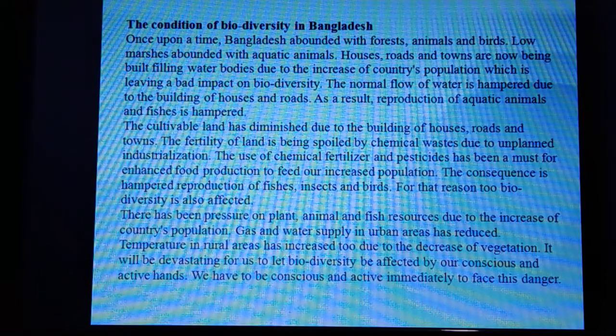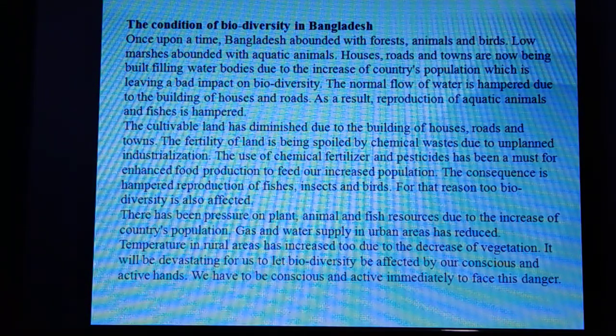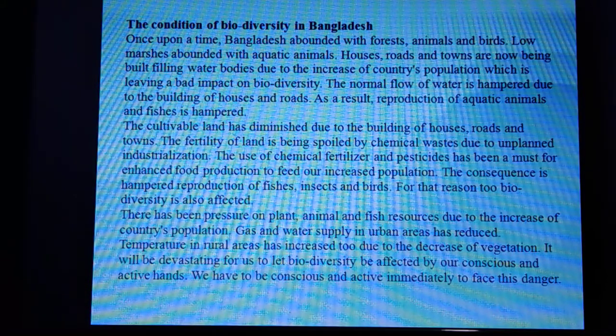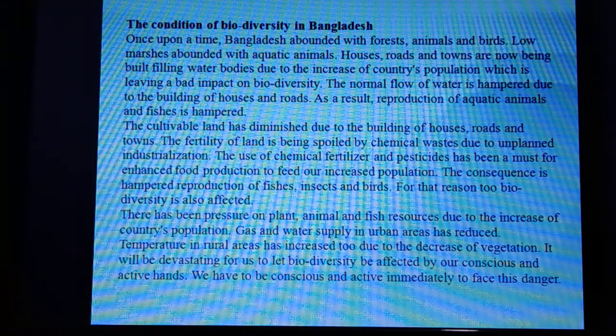It will be devastating for us if we let our biodiversity be affected by our own actions. That is, we are affecting our biodiversity with conscious and active hands. We have to be conscious and active immediately to face the danger to biodiversity. That's why the condition of biodiversity is not good at all now. We have to protect our biodiversity.